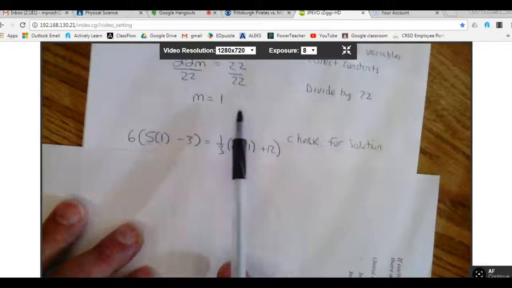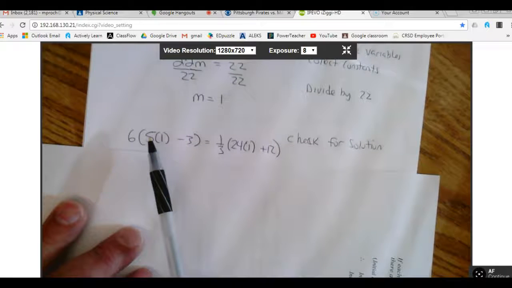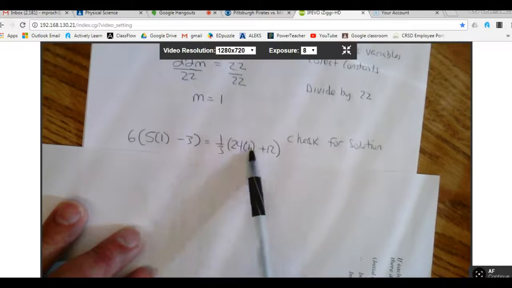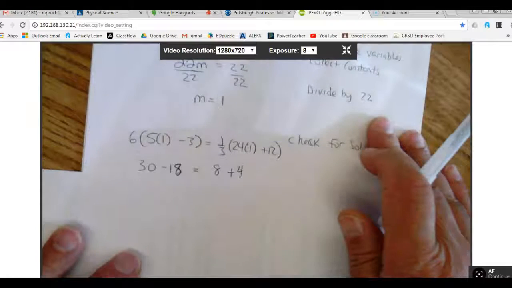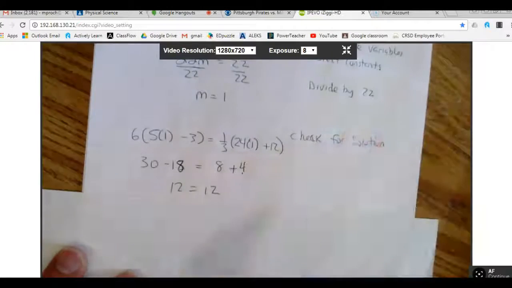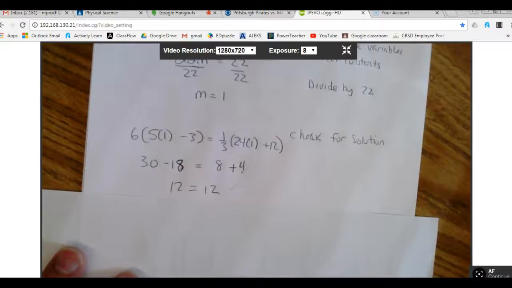Okay, so then we just plug it in, right? So we're going to have 5, it's 5m, so 5 times 1 minus 3 equals 1/3 times 24 times 1 plus 12. Plug it all in, we get 30 minus 18 equals 8 plus 4. We get 12 equals 12. Perfect. Check. That's right. So we know m equals 1. Okay? Good?